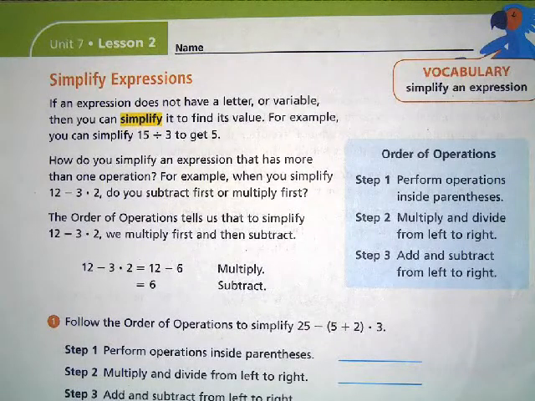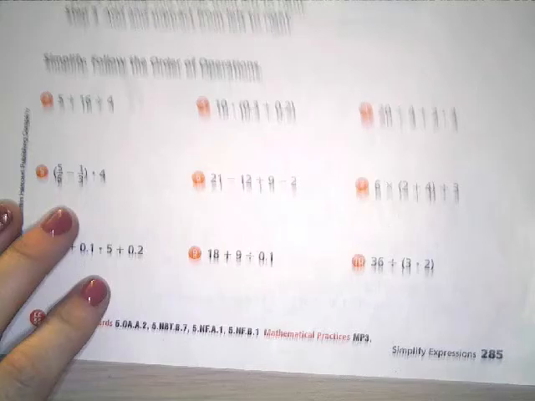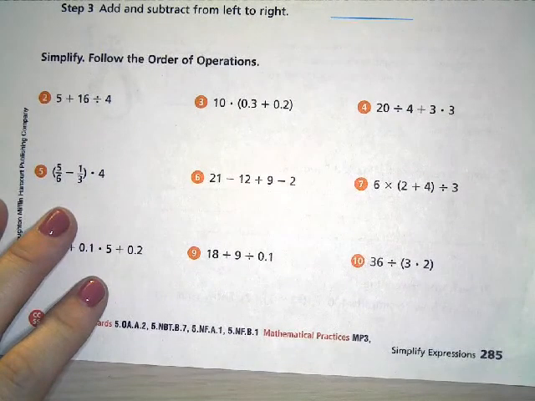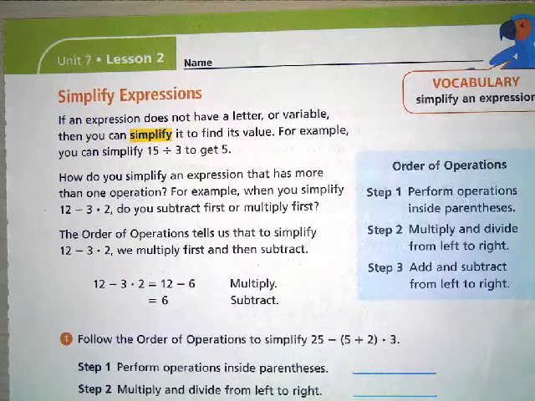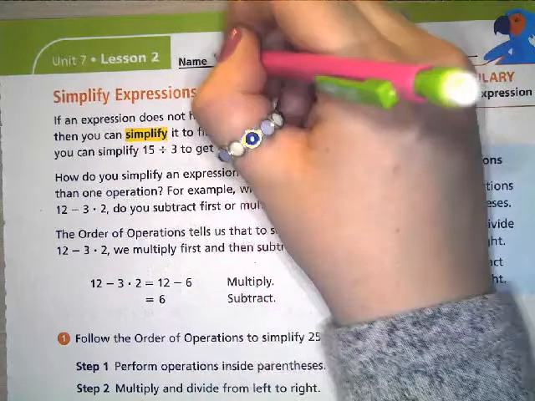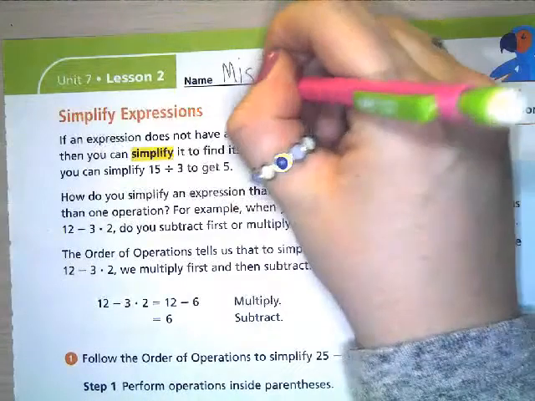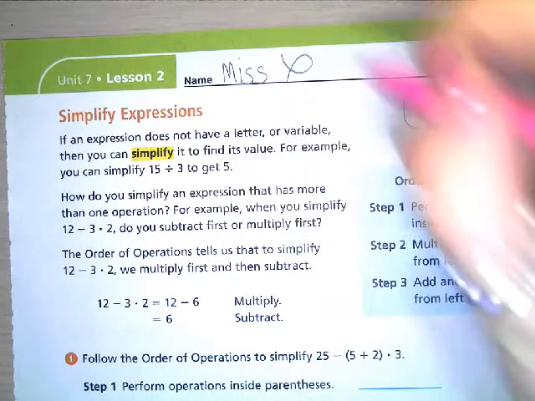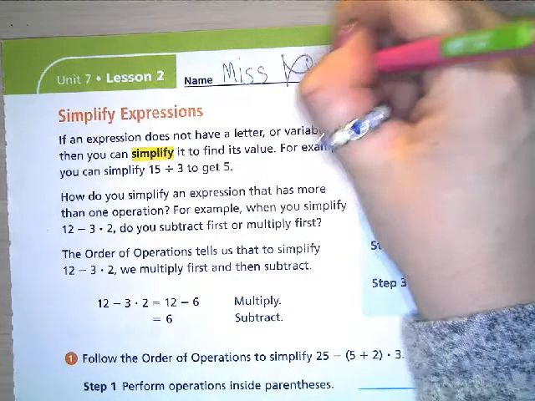Welcome back. You should have out page 285. Go ahead and put your name and number at the top where it says name. And let's see if we can just follow the order of operations by simply looking at numbers 2 through 10 to see if we can get them solved.